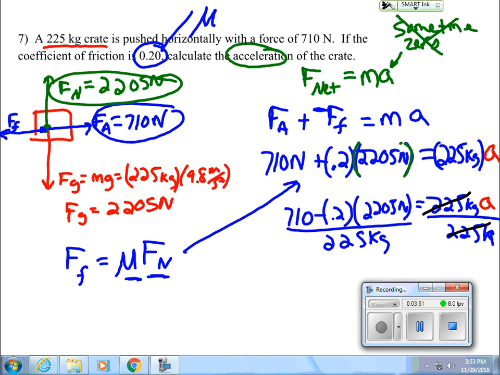When you work this out, please do it in your calculator. You should get A is equal to 1.19 meters per second squared. Voila. 1.2 meters per second squared. Probably better.